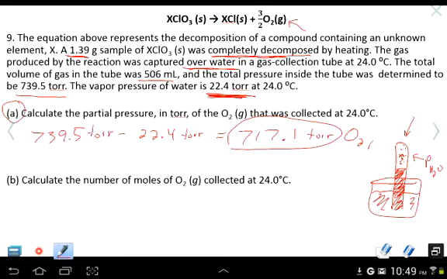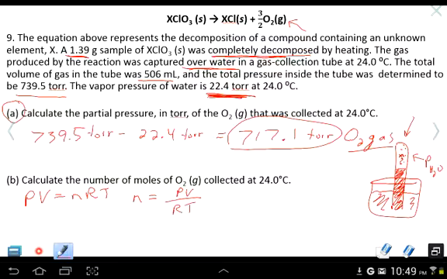So this one is pretty simple. And now they want to know the number of moles of oxygen collected. So here we just apply PV equals nRT. And we want to know the moles, so we want to do n equals PV over RT.